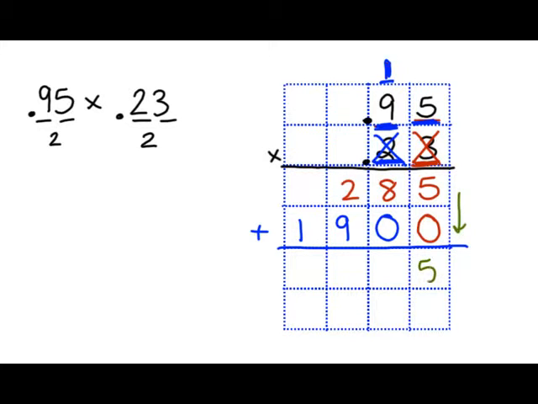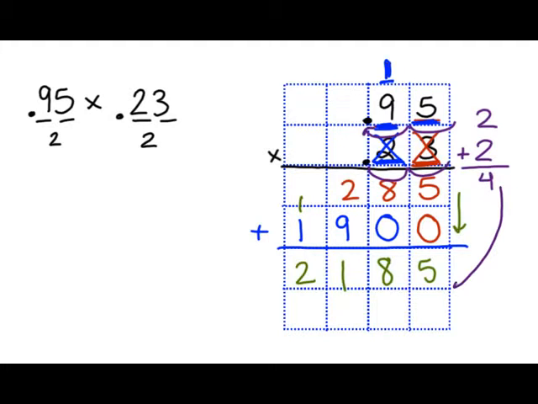5 plus 0 is 5. 8 plus 0 is 8. 2 plus 9 is 11. Carry my 1, Charlie. That is a 2. And then I need to count my decimals. I have 1, 2 here. 1, 2 here. So plus 2 is 4, so I'm going to have to move my decimal 4 times. 1, 2, 3, 4, Charlie. So my answer to this math problem is 0.2185, and if you want a number in front, Charlie, put a 0.